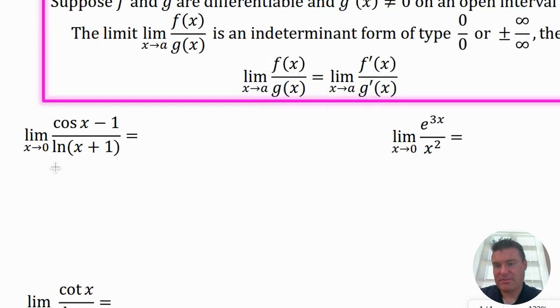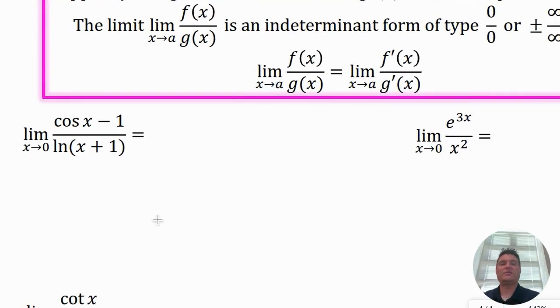So let's go to this first limit right here. It's important that we always do a mental plug into these limits, just as maybe these are evaluated super easily. So if we do cosine of 0, we get 1 minus 1. Numerator is 0. Denominator also, when you plug in a 0, you get ln of 1, which is 0.